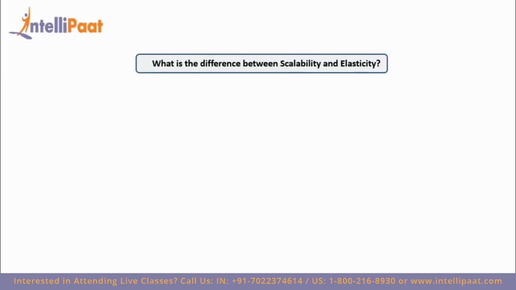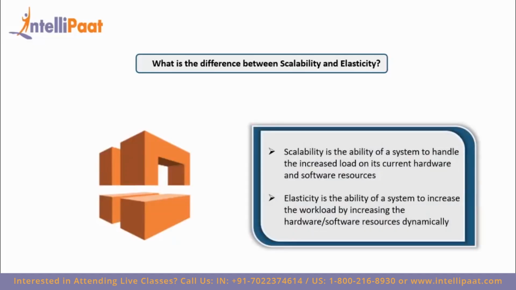Our next question asks us, what is the difference between scalability and elasticity? Alright, so guys, scalability versus elasticity is a very confusing topic. Scalability is nothing but increasing the machine's resources. For example, if your machine has 8 GB of RAM today, you increase it to 16 GB. Therefore, the number of machines is not increasing. You are basically just increasing the specification of the machine, right? And this is called scalability.